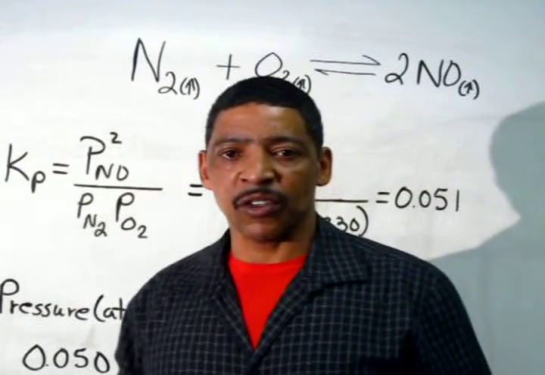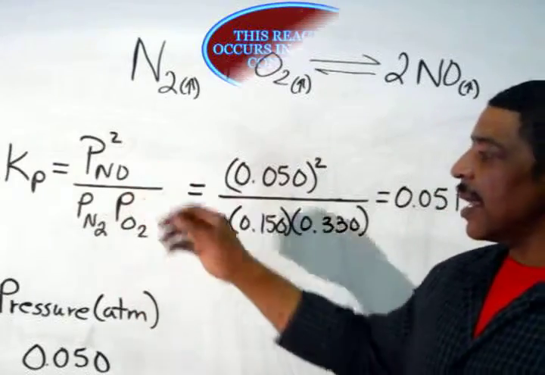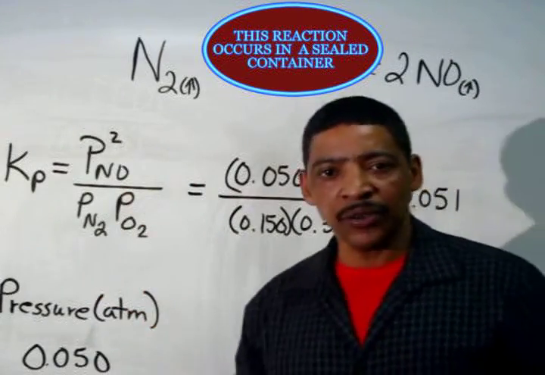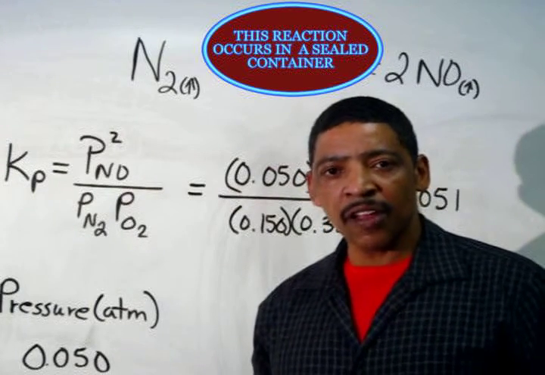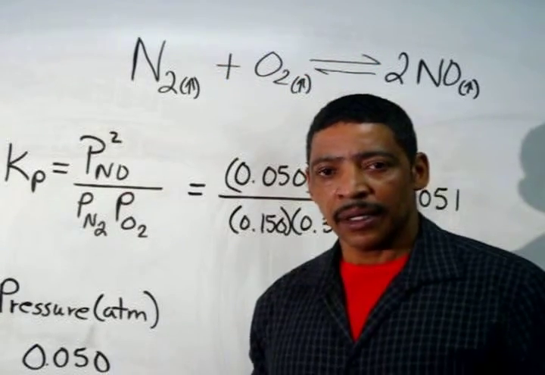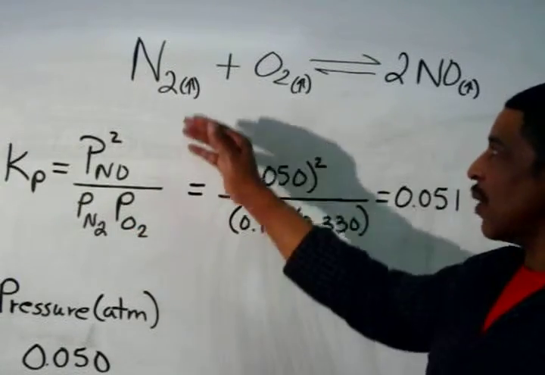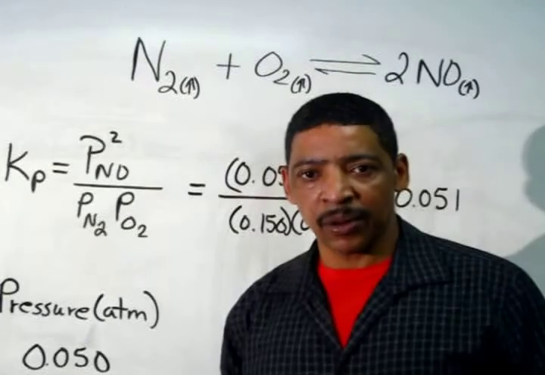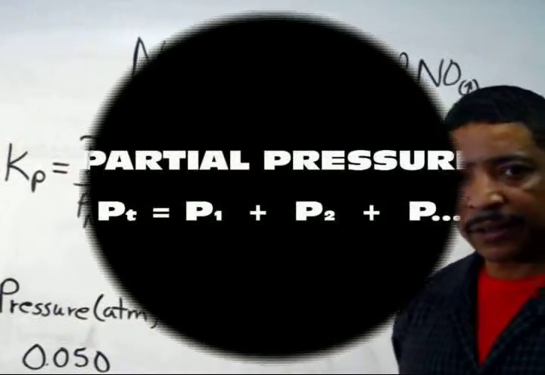In a KP expression, the partial pressures of the products and the partial pressures of the reactants are used in the calculation. However, the law of mass action still holds firm. In other words, in the KP expression, the coefficients that are in the balanced equilibrium equation are also used as exponents.